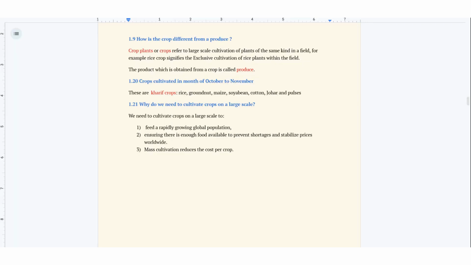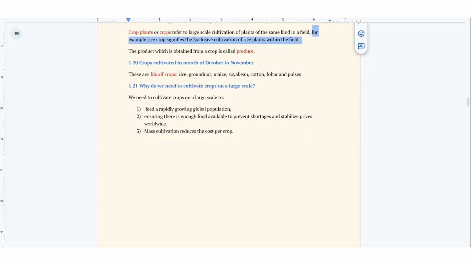That is the meaning. So let's put it in a definitional way. Crop refers to the large scale cultivation of the plants of the same kind in a field. For example, rice crop signifies the exclusive cultivation of rice plants within the field. If you have time, you can write this sentence. Then the product which is obtained from a crop is called produce.